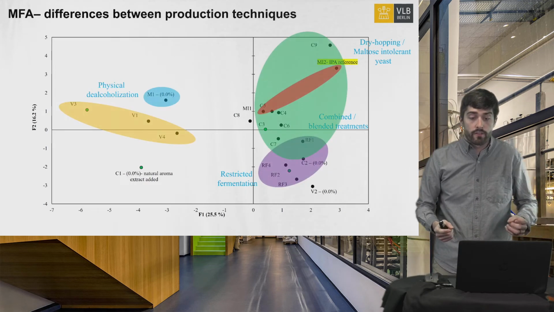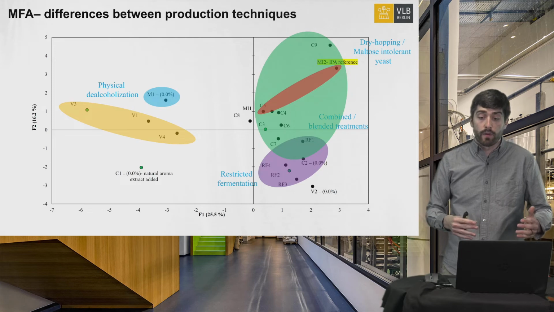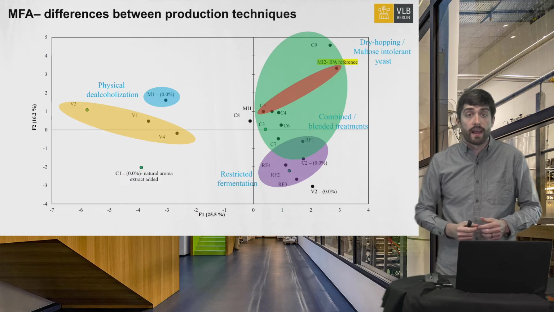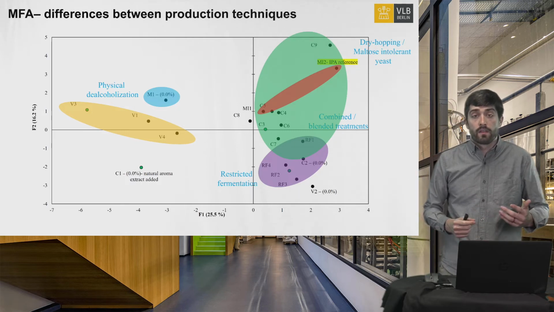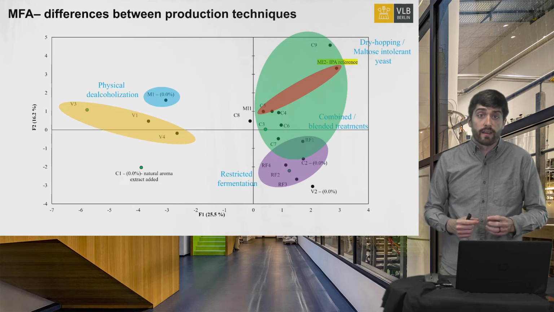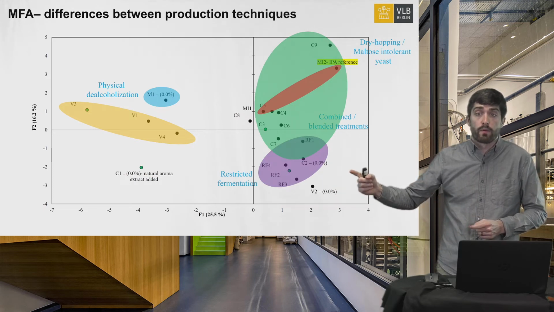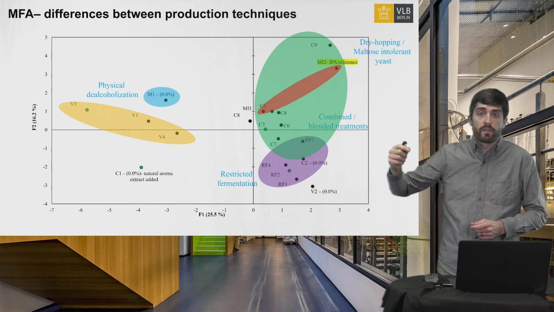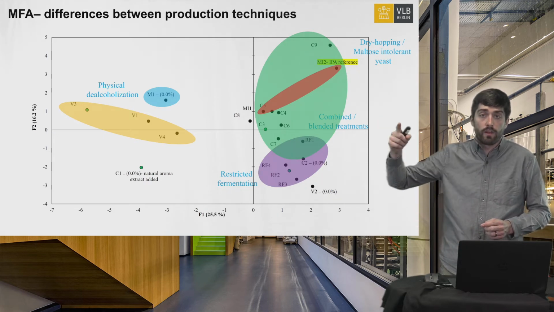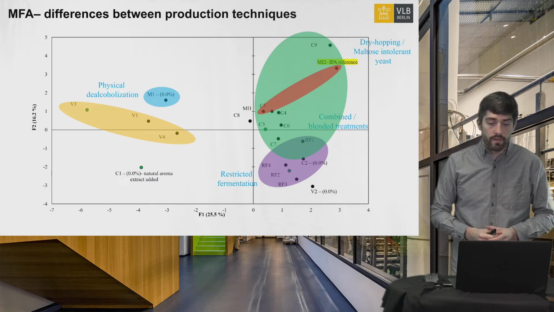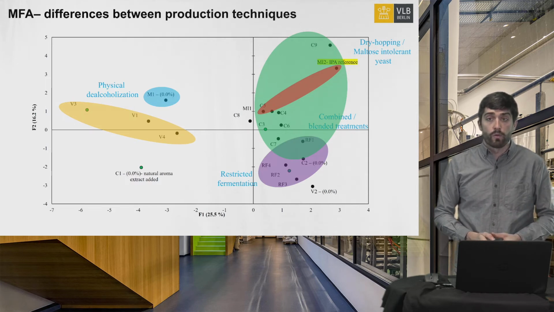What we see is that production technique had a significant impact on the chemical and sensorial profile of the different NABs. You can see that the physically dealcoholized products sit over there on the left. The vacuum distilled products, or most of them, are in yellow, and the physically dealcoholized product is in blue, while the restricted fermentation samples sit down here in purple, and the maltose-intolerant strains are in red. The combined treatments are in that green, or most of them sit in that green space. Not surprisingly, the group with the most variation is NABs produced through combined treatments.